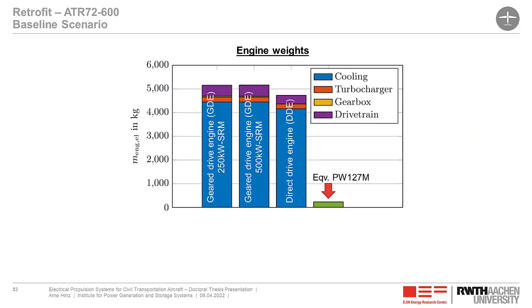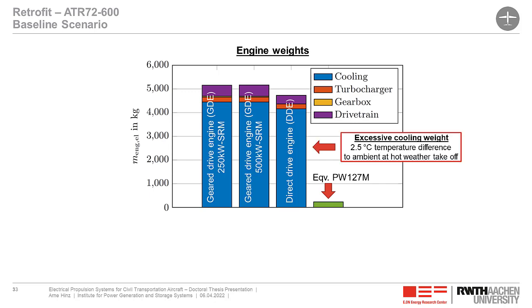So that's the baseline scenario. We can very plainly see that we are far too heavy, but what is the reason? First of all, excessive cooling weight. We suffer here from a very low temperature difference of 2.5 degrees C towards ambient during hot weather takeoff, which leads to this excessive design as the heat exchangers will need very large surfaces.